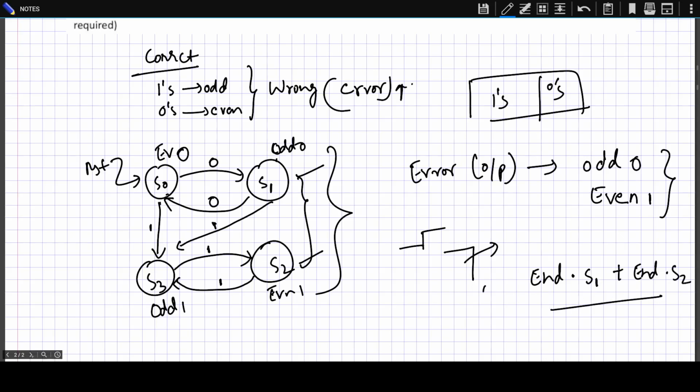So the end transmission signal and S1, or the end transmission signal and S2, would give us the error signal. The error signal would be high when the data transmission ends, and if it ends at odd zeros, which is an error in the serial communication, or if it ends with S2, which is an even number of ones, which is also an error in the communication. So this is the FSM for the above question.